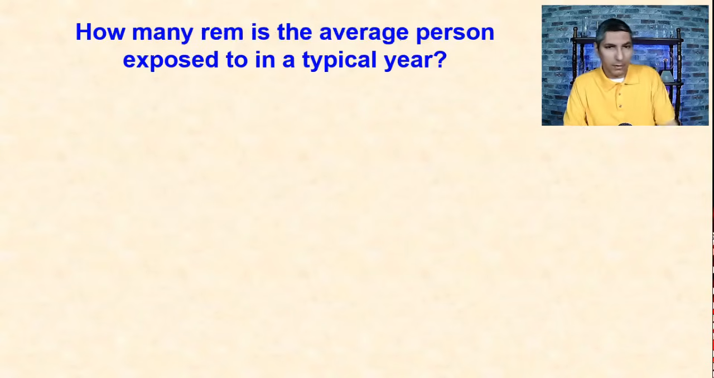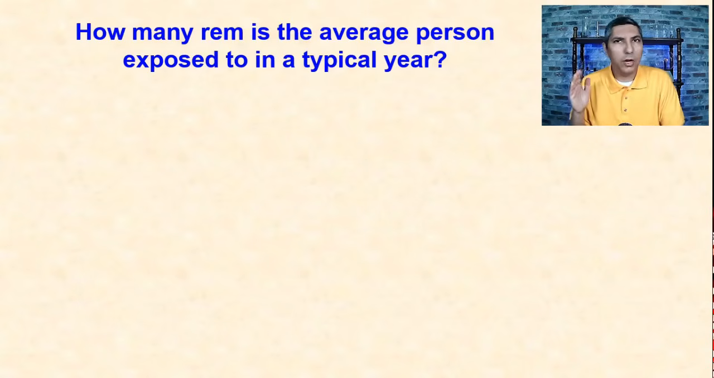How many REM do you think the average person is exposed to in a typical year? So if you were to add up how much radiation you're exposed to just every day and add it up over a typical calendar year, how many REM would you be exposed to? Well, when I ask that question to my classes, some students say 100 REM or 1,000 REM. Some students say 10,000 REM. Some students say 1 million REM. Some students say on the low side, 15 REM.